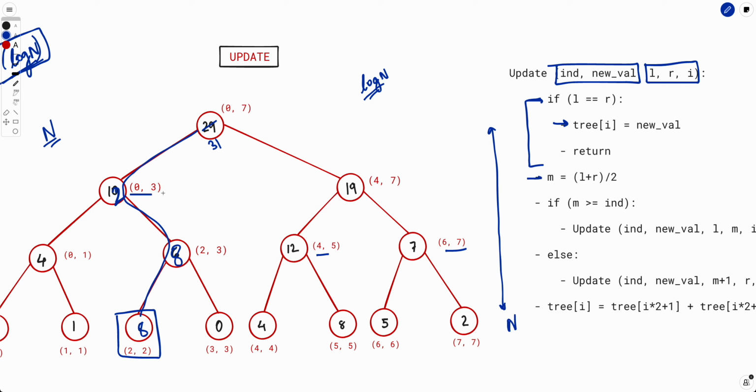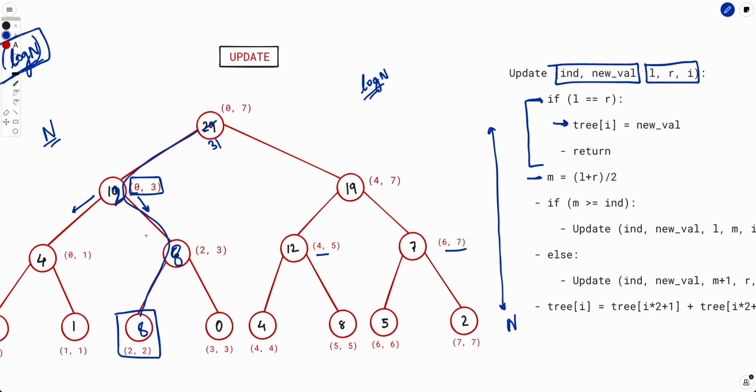Once you have updated the leaf node, let's say we are at some intermediate node. Let's say this is the node which we are at. So we will figure out where the index lies. Does it lie in the left half or does it lie in the right half? If it lies in the left half, we need to go into the left half. If it lies in the right half, we need to go into the right half.